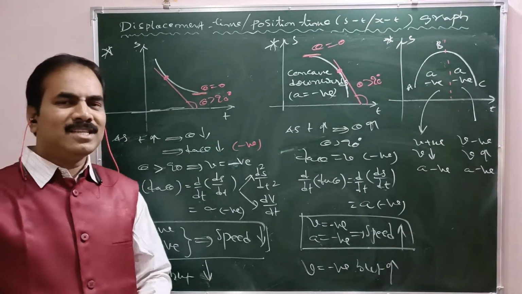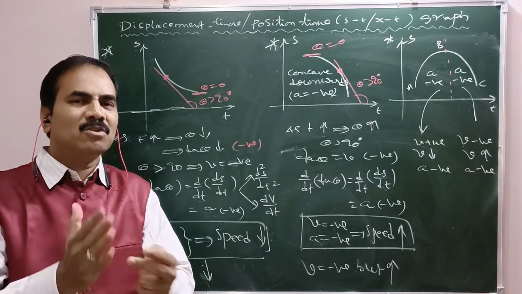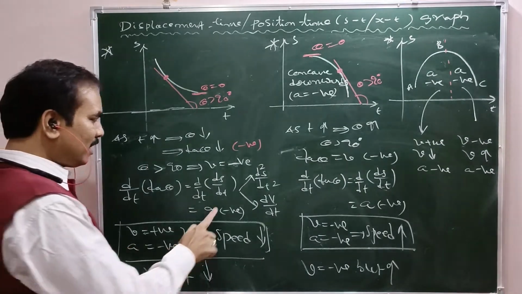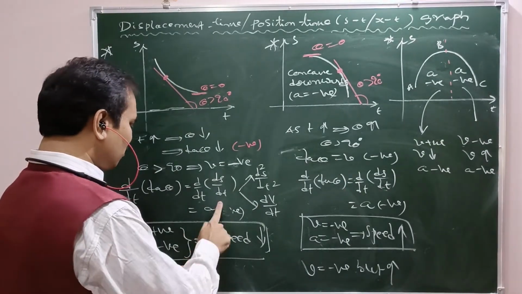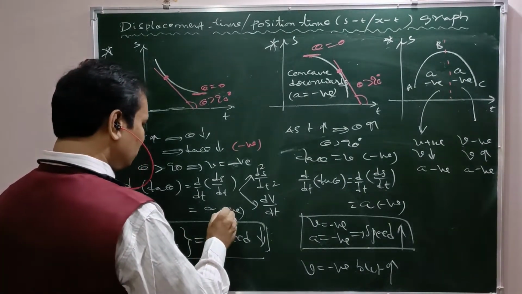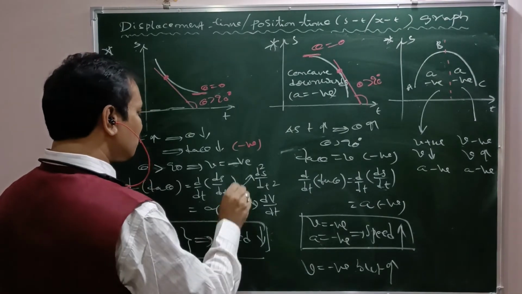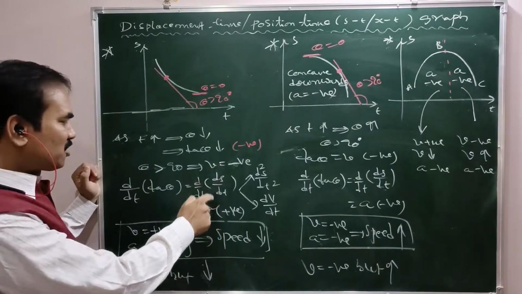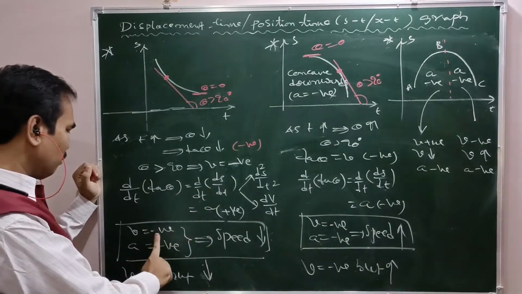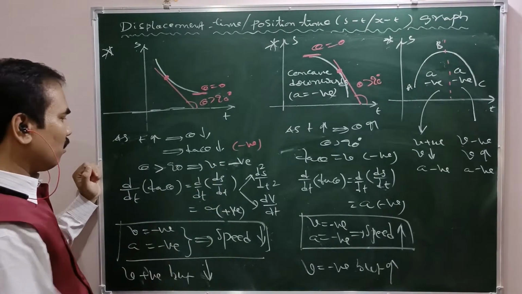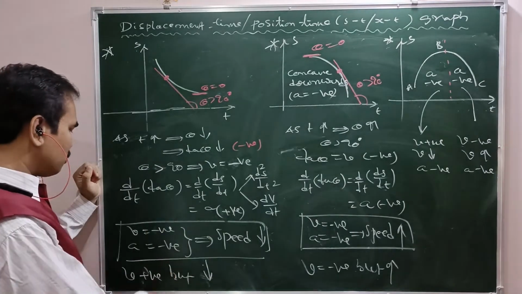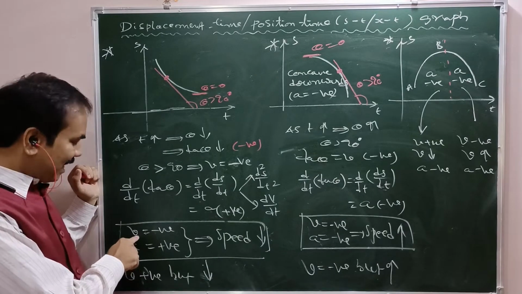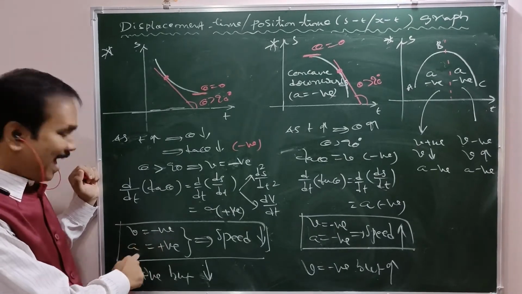The slope changes from a negative value to 0, which means the slope is increasing. So the slope change is positive. Now assign the signs for velocity and acceleration. Velocity is negative. Acceleration is positive. Again, both have different signs.